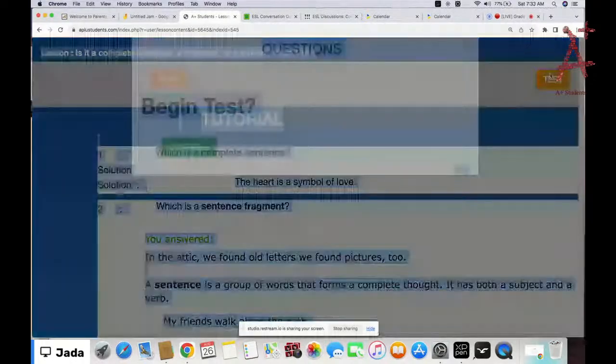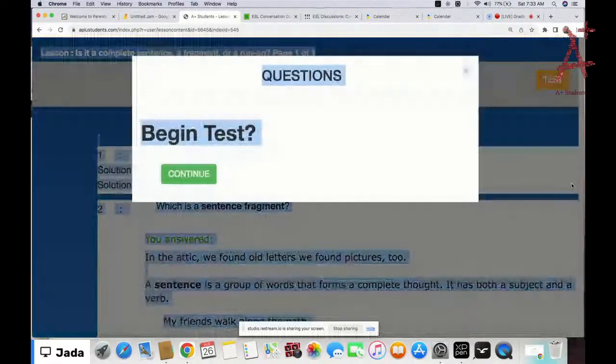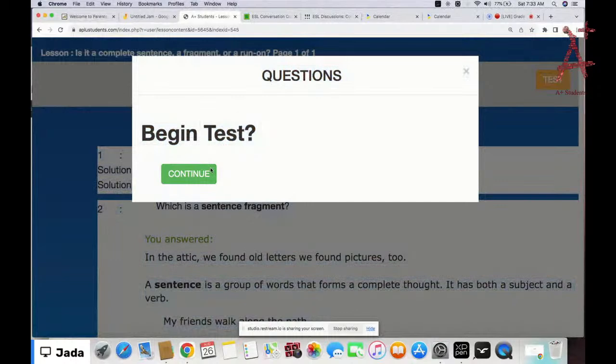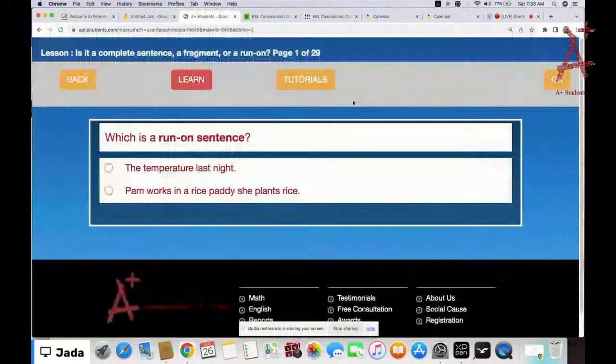So we'll move on to the test now. This is a review of everything that we've done. We're going to have it all put together here. All right, so which is a run-on sentence? A run-on sentence is the one that has two sentences together. Palm works in a rice paddy, she plants rice. So it's going to be this one.